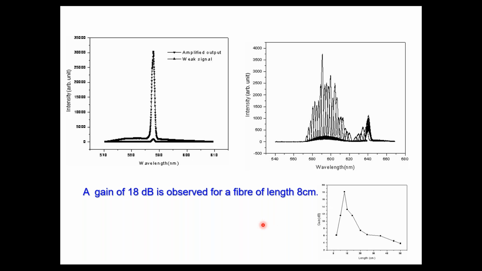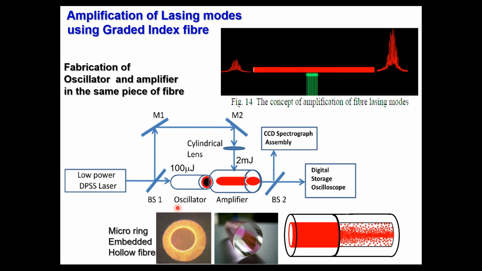So the length of the fiber was simply 8 centimeter, and this much gain was observed. One important point to be noticed is that the gain spectrum is very wide. So it's not only the 595 nanometer that can be amplified. You can choose a range of wavelengths which can be amplified because of this broad gain spectrum.